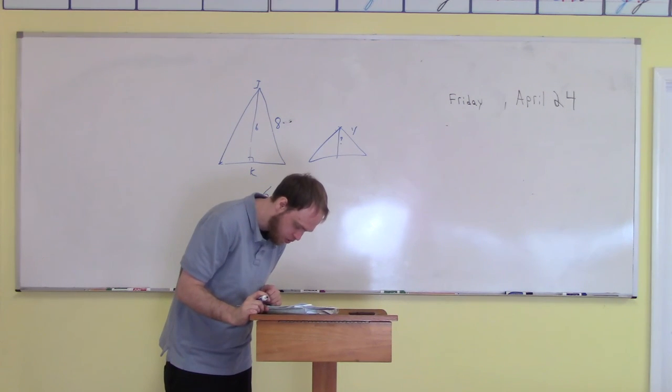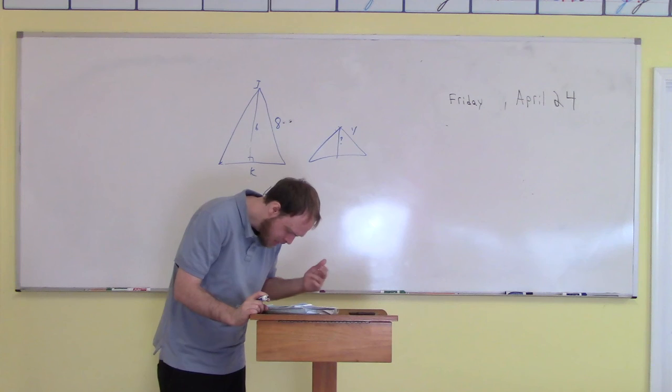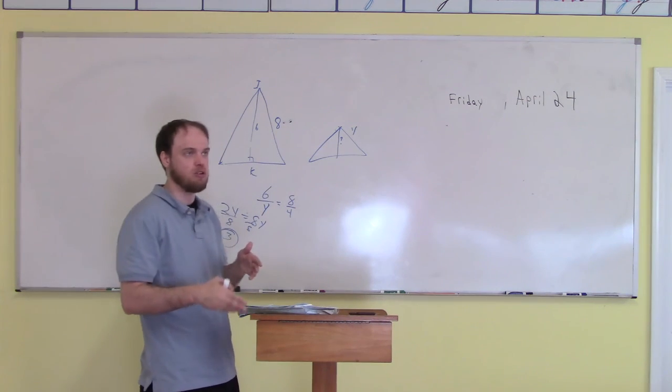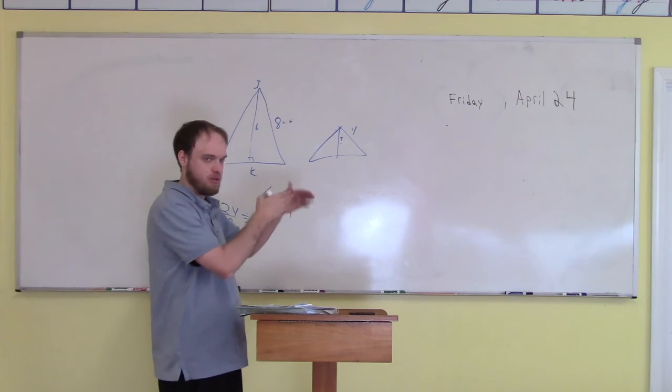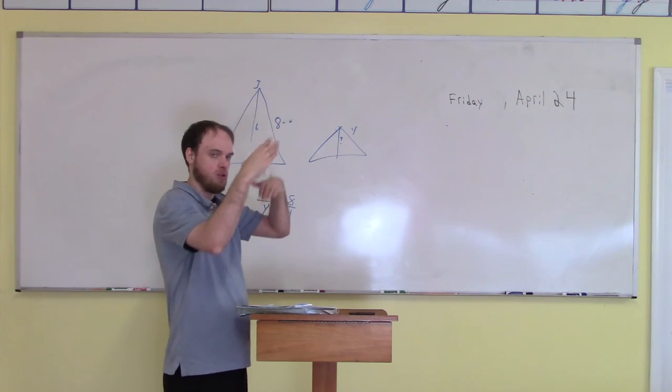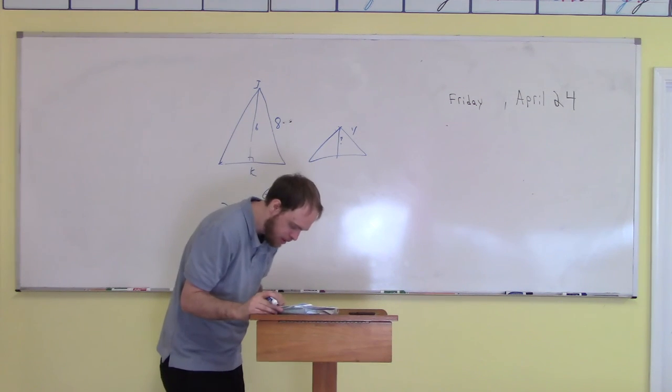The other ones work the same way. 27 is the telephone type pole. The telephone pole, so again you do like the pole times the other pole, like pole over shadow equals pole over shadow. And so that is basically how you're going to do that.